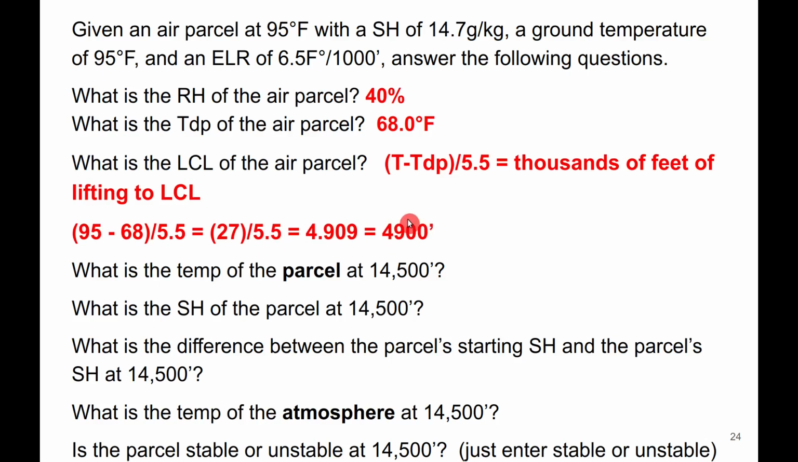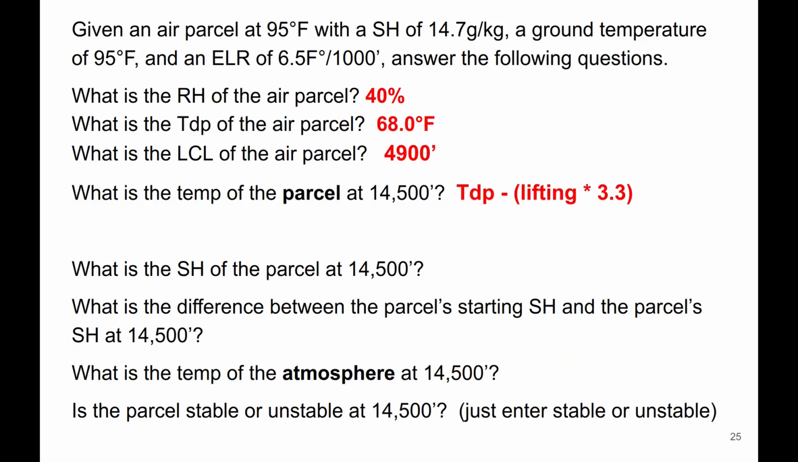Now we know the LCL, we know the altitude, we know the dew point temperature, 68 degrees at 4,900 feet. We're going to lift it up to 14,500 feet, though. That's pretty high. And we're going to cool it at the moist rate. So let's figure out what the temperature of the parcel is after we lift it above the LCL. So the formula for that is we're starting with the dew point temperature, and it's going to get cooler because we're going up. How much lifting times 3.3 degrees of cooling for every 1,000 feet.